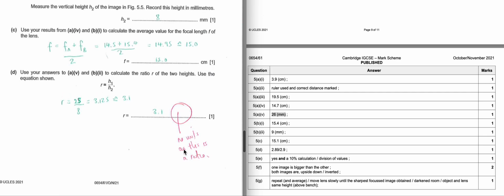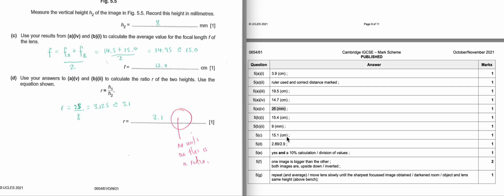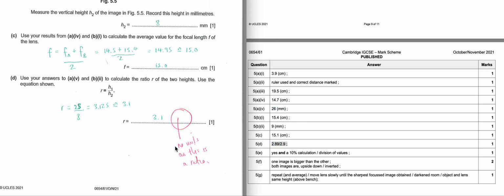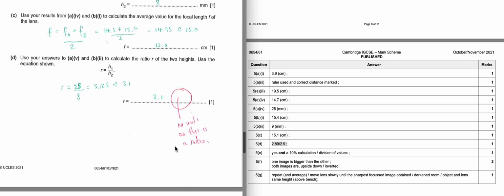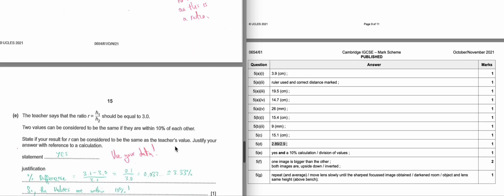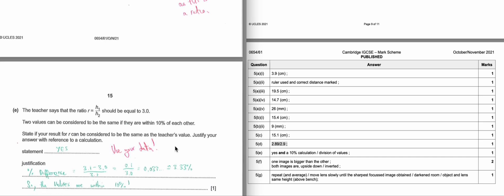We haven't really checked the mark scheme for a while, have we? If you compare my numbers again, my ratio is slightly different to that in the mark scheme. Again, we have slightly different values, so I expect that. What I don't expect is a difference in my 5e. This is where students get tripped up a little bit. The teacher tells us that the ratio should be 3.